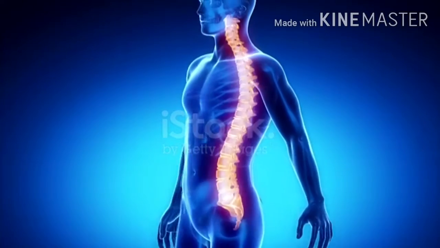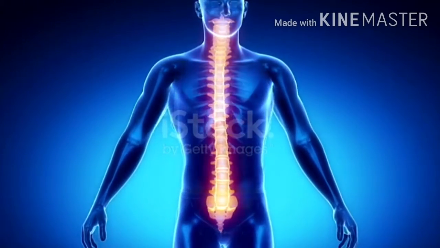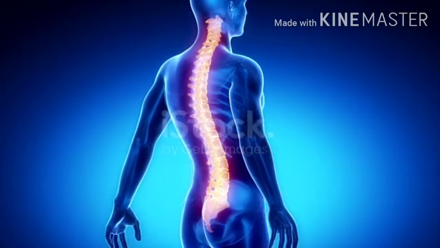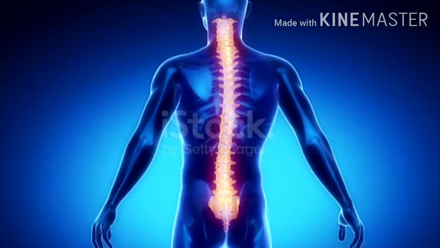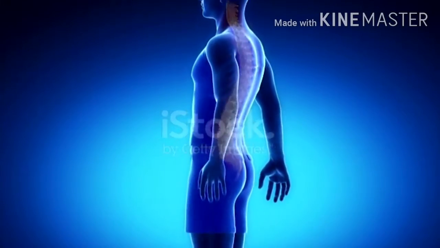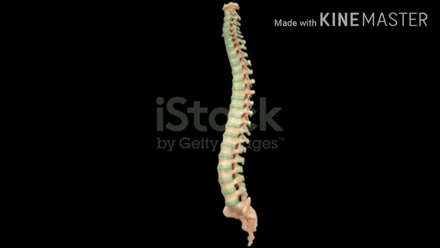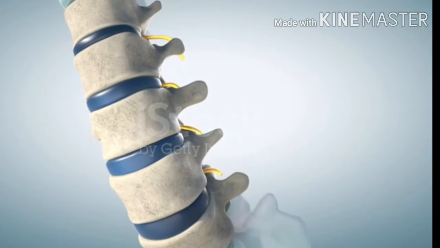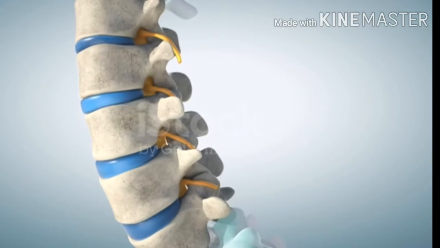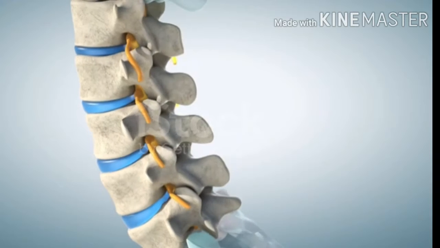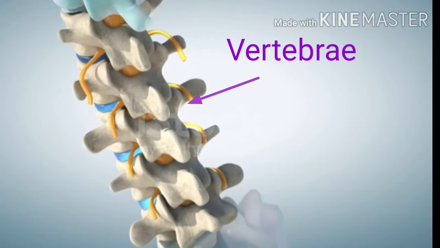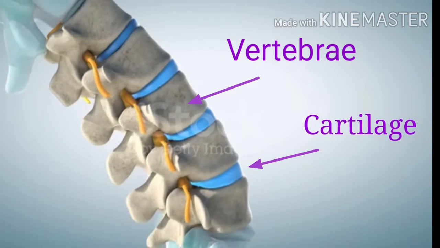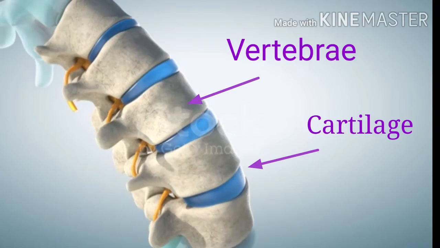The backbone is a long, hollow, rod-like structure running from the neck to the hips inside our body. The scientific name of backbone is vertebral column. Backbone is made up of 33 small bones placed one over the other. The small bones which make up the backbone are called vertebrae. Between the various vertebrae of backbone, there are discs of cartilage or soft bones.